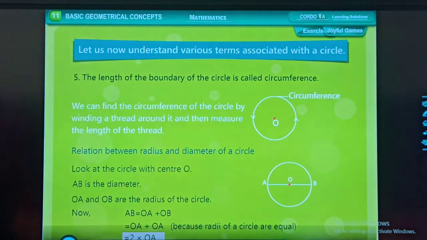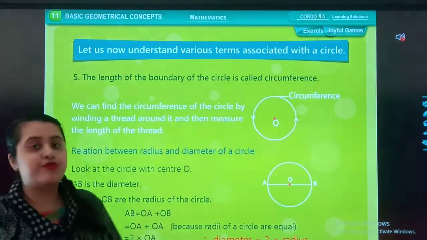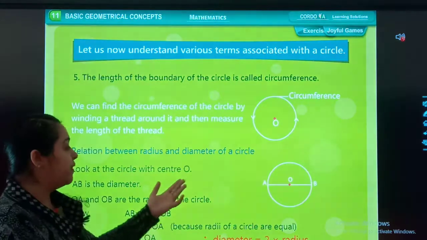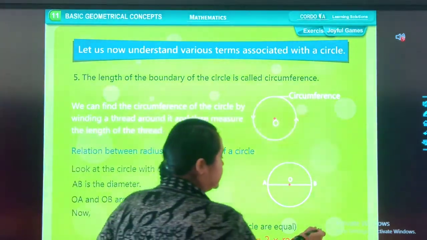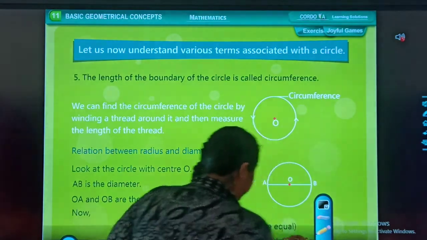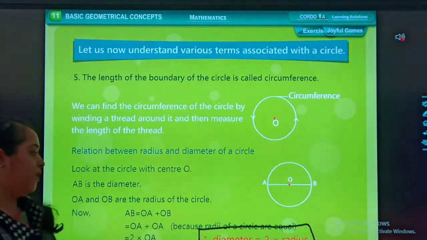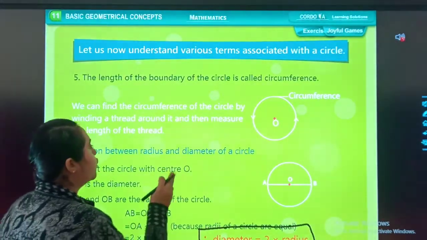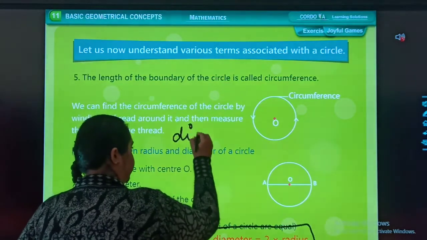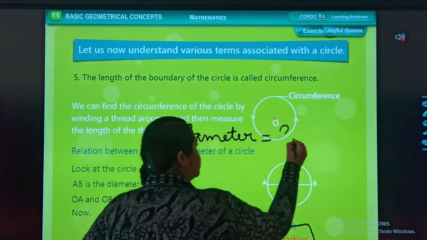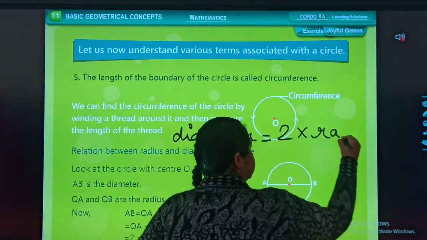Radii of the circle are equal, which is equal to 2 into OA. Therefore, diameter is equal to 2 into radius. The main thing you have to remember, the main formula which is derived from the relation, that is diameter equals 2 into radius. The main formula, diameter equals 2 into radius.